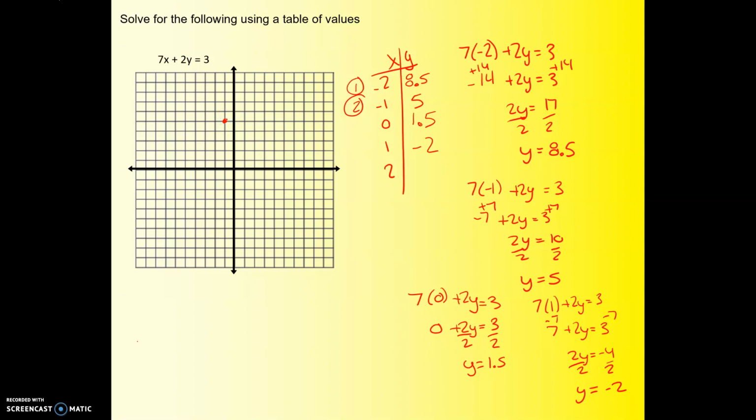Oh, my other one disappeared. Hold on. There we go. 0 and 1.5. And then I had 1 and -2. So that is definitely enough points to draw a line. So this method works. It's just not my favorite because it is time consuming.